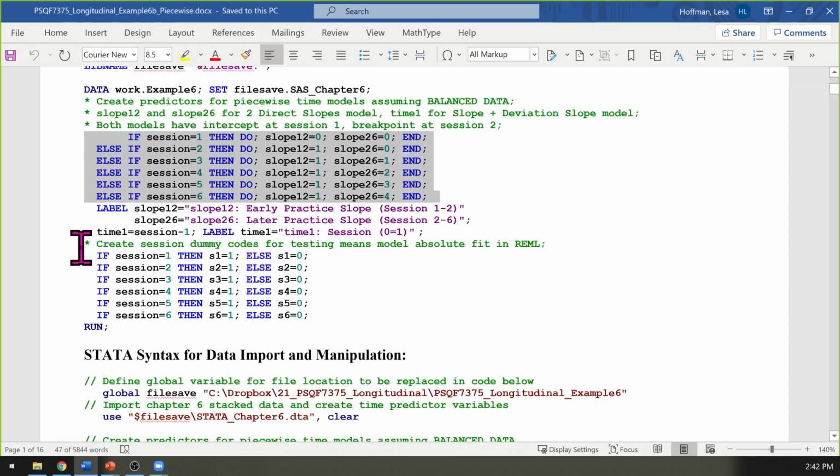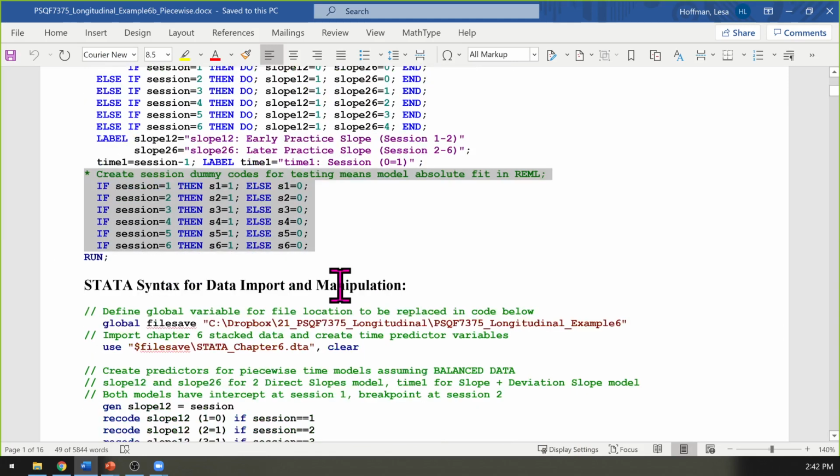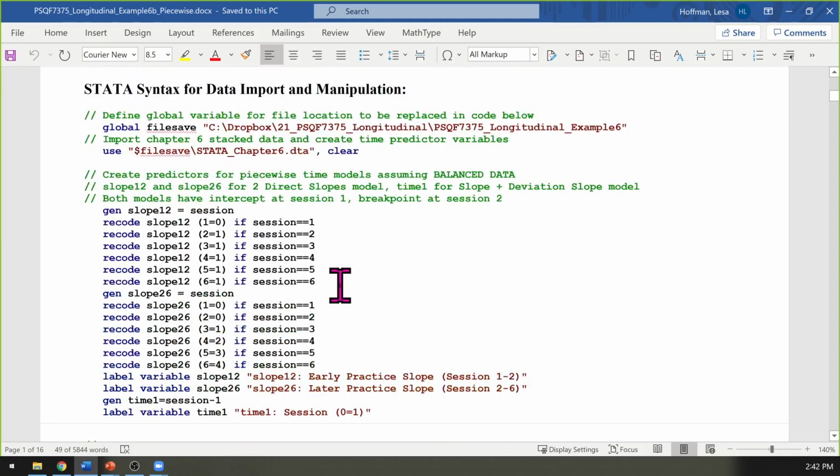And then I am going to do an absolute fit test, so I have the dummy codes from before as well. Instead, it's a longer set of code because each line is a separate statement, but it's the same way. If session is 1, then I want it to be 0. If session is greater than 1, I want it to be 1. For the second slope, it's 0, 0, 1, 2, 3, 4. And I have an example online as to what this would look like if you had unbalanced time.